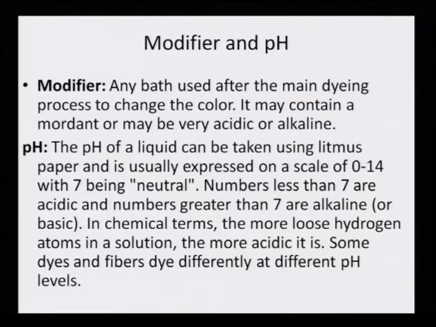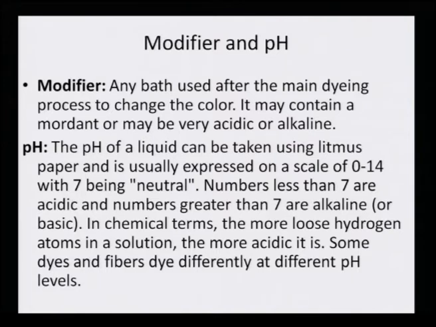pH of course plays a very vital role, and time and again I have been emphasizing this. The pH of the liquid can be taken using litmus paper and is usually expressed on a scale of 0 to 14, with 7 being neutral. Numbers less than 7 are acidic and numbers greater than 7 are alkaline or basic. In chemical terms, the more loose hydrogen ions in the solution, the more acidic it is.